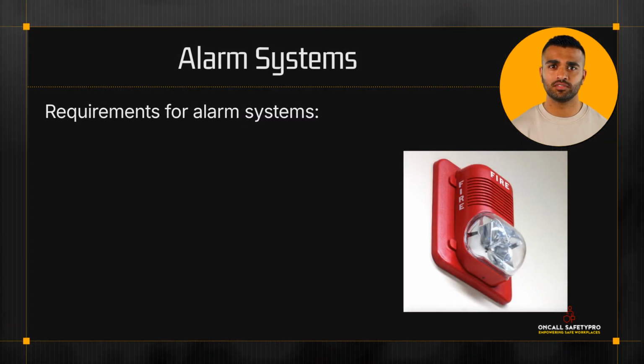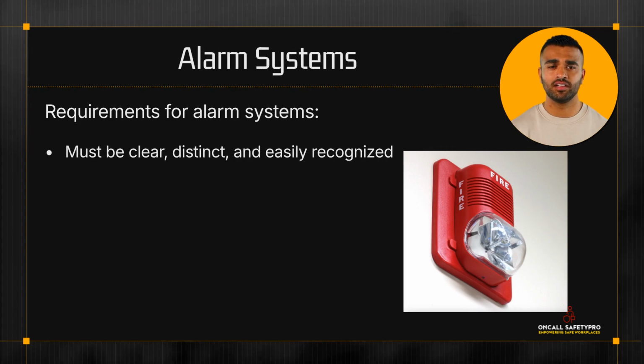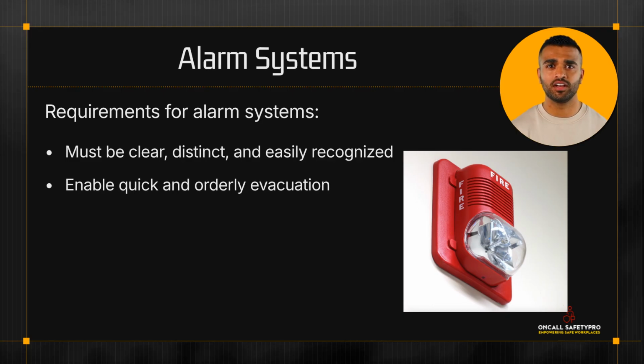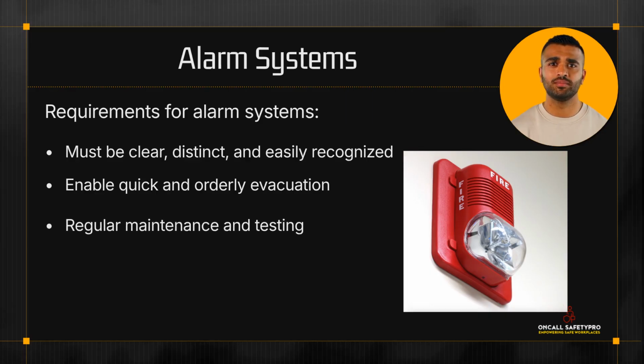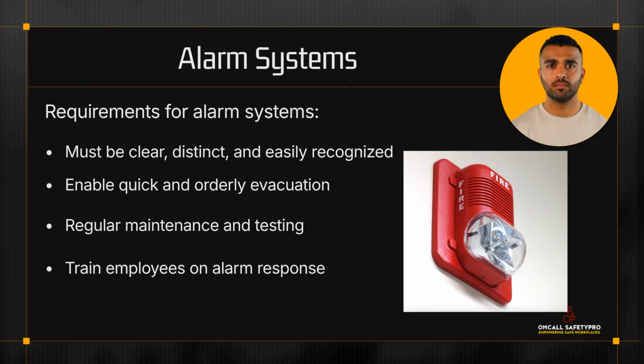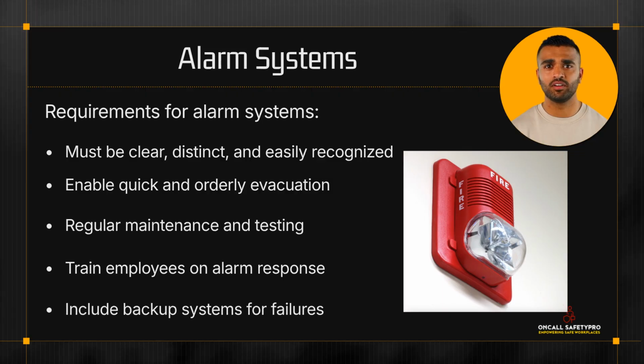Requirements for alarm systems. Alarm systems must be effective, easily recognizable, and distinguishable from other workplace sounds. A proper alarm system ensures a timely and orderly evacuation. Regular maintenance and functionality checks are crucial to keep them reliable. Employees should be trained to recognize and respond to alarms. Backup systems should be in place in case the primary alarm system fails. A well-maintained alarm system can mean the difference between life and death in an emergency.